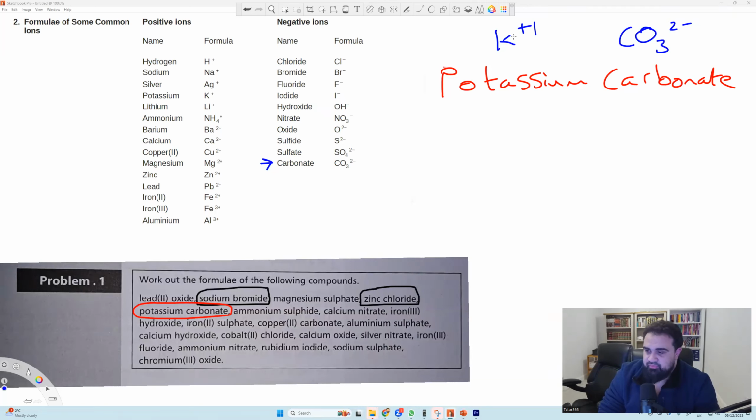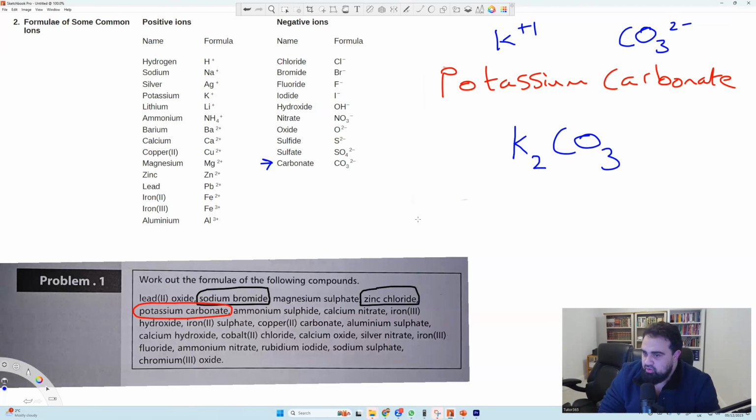Do you want me to help you? Maybe add more of the potassium. Yeah, exactly. Now, if we have 2 potassiums, which we write like this, now this is going to balance out. Why? Because the 2 potassiums give us 2+, and the 1 carbonate has 2-, and they balance out. You see, you get overall 0.